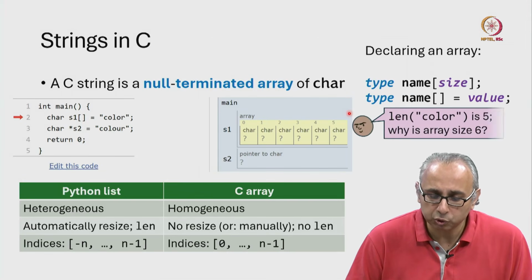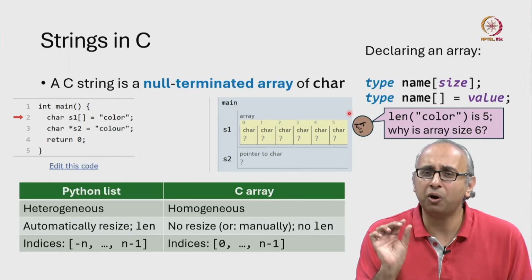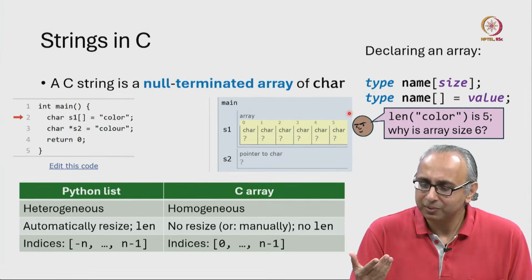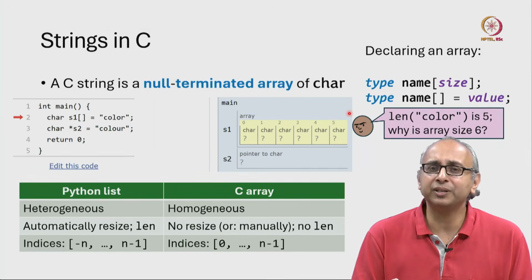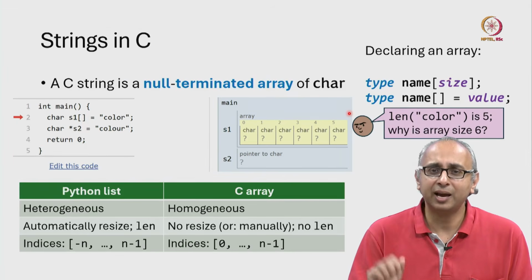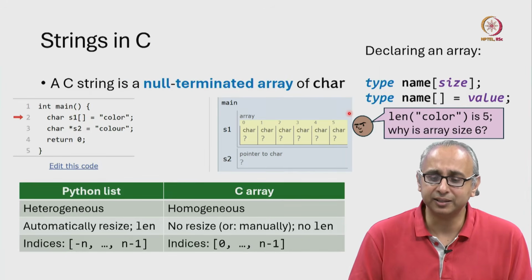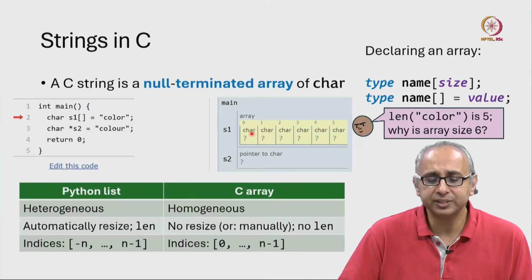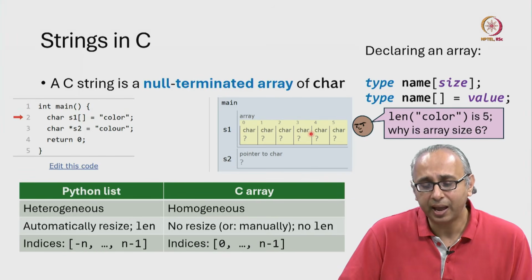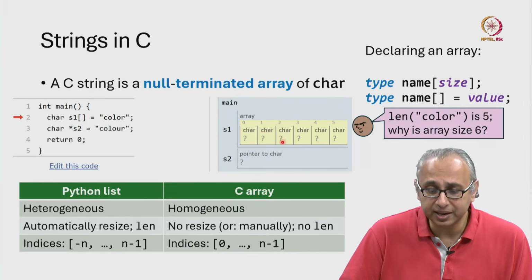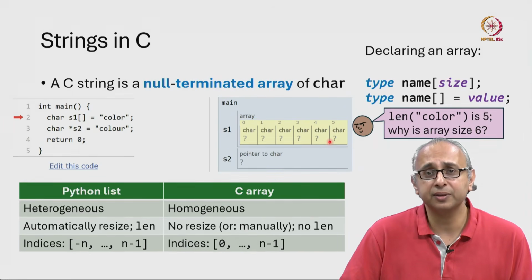You see, our friend looks at this and says, look, the length of the string color, at least if you think of it in Python terms, well, that is 5. And even if you think of it in just regular English terms, the spelling of the American form of color has only 5 letters in it. So why is this array of size 6? Notice that it starts at index 0 and it goes up to and including index 5. So that is an array of length 6.